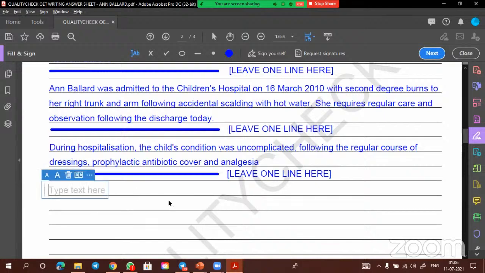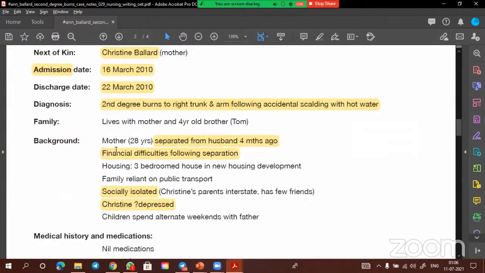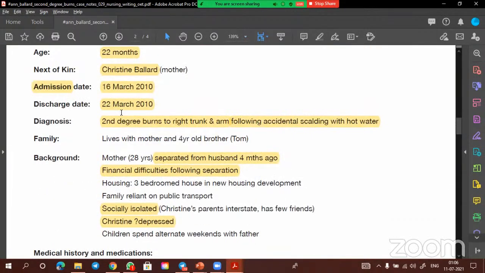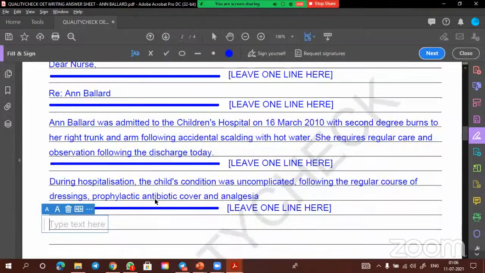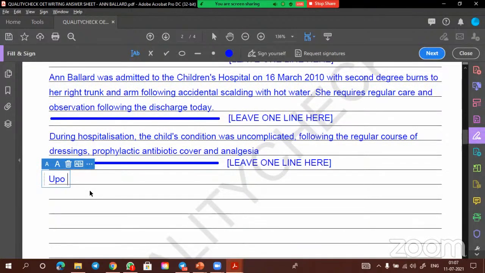Now what you are going to write is after admission, okay? Upon discharge, or Anne will be discharged from hospital on 22nd March 2010, or yeah, here, after this date, okay? After this date. So, upon discharge or following her discharge, okay? Upon discharge.